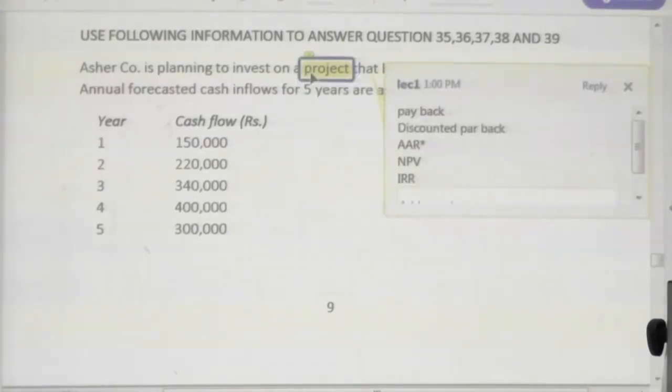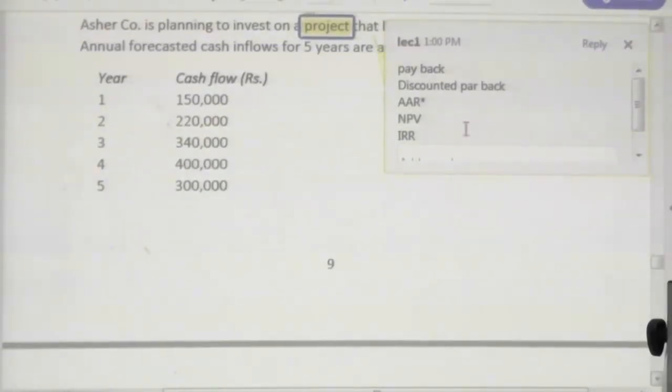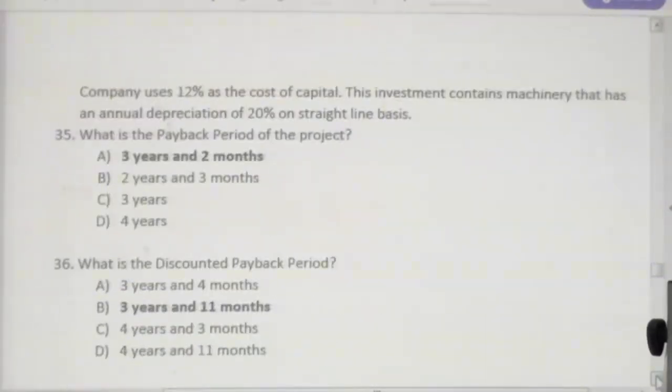How many methods did we discuss here? 5 methods. Let's try to calculate all these 5 methods. I think all 5 of these questions are about all these 5 methods. Let's see the question. Number 1. Yes, uses 12% discounting factor. Depreciation rate is 20% for the accounting rate of return.